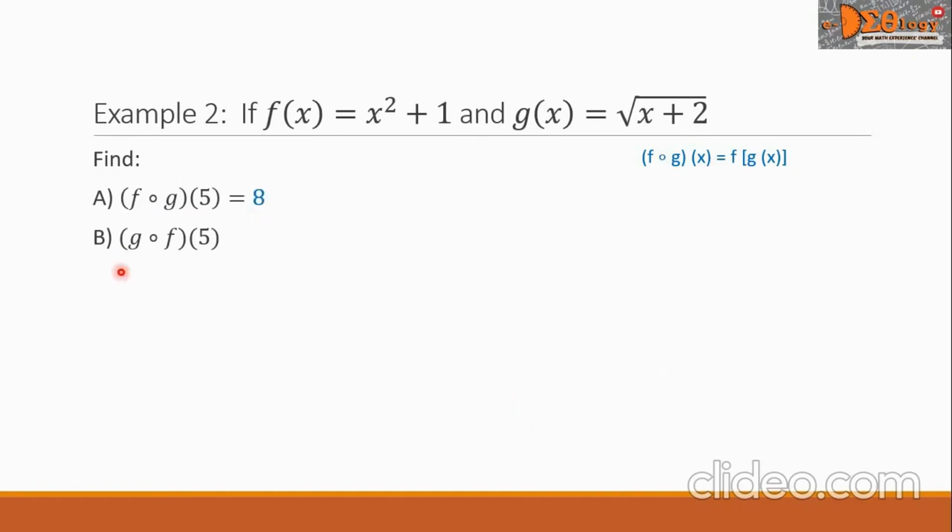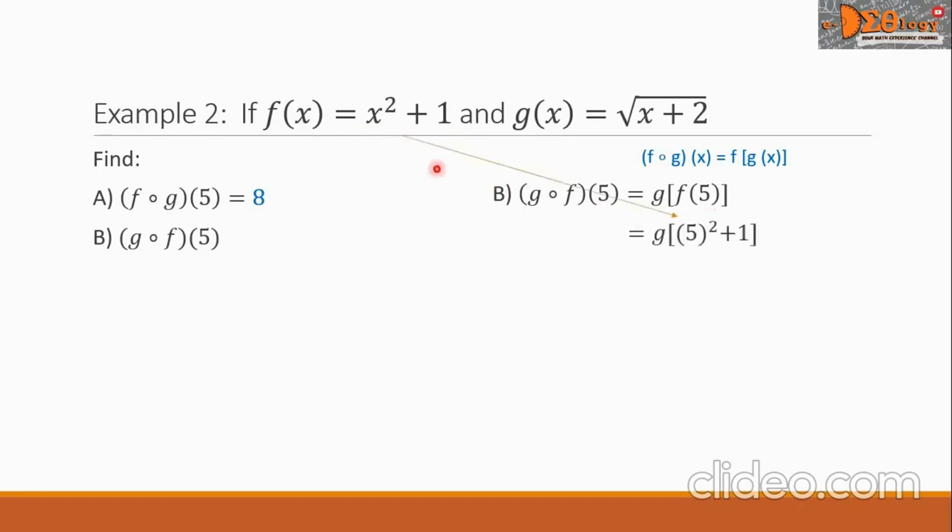We can now proceed with letter B. G composed with f at 5 is equal to g of f of 5. Let us first simplify the inner function f of 5. We will go to the f of x here. We will copy again the function x squared plus 1. However, this x will be replaced by the number 5.